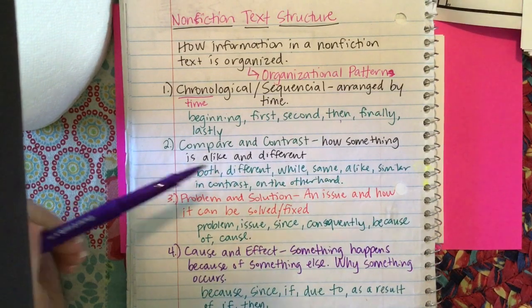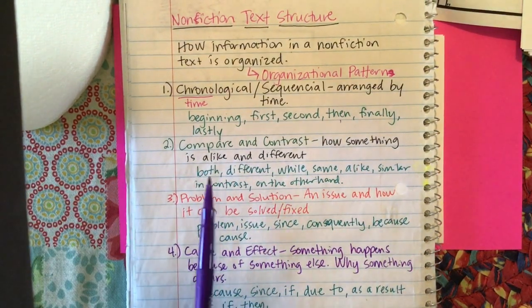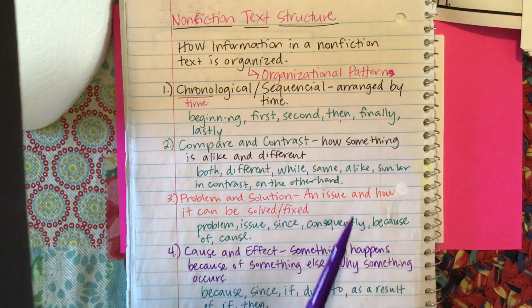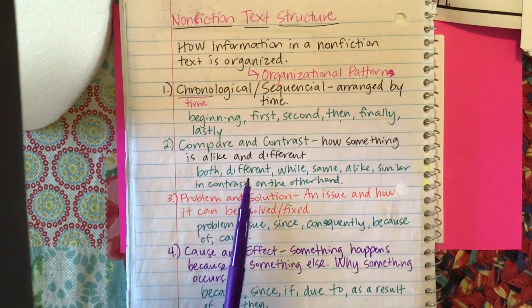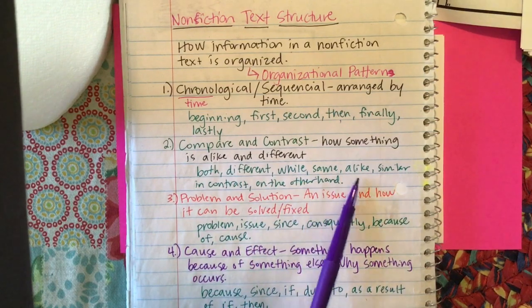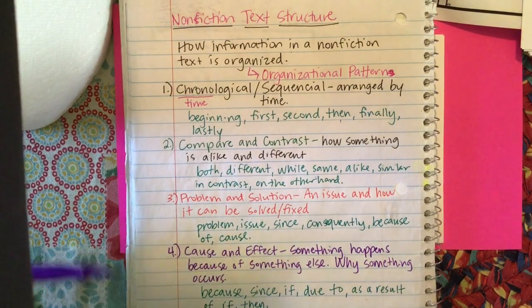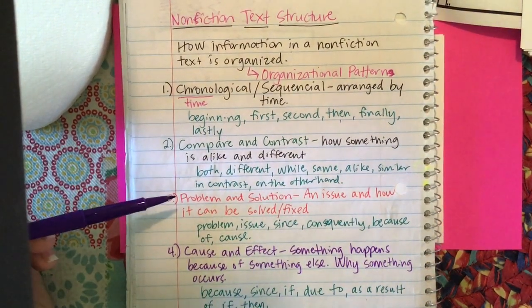My second one is compare and contrast. We know this is when we're talking about the similarities and the differences between two different things. So some keywords would be both, different, while, same, alike, similar, and contrast, on the other hand. Those are going to indicate that I'm comparing two things.